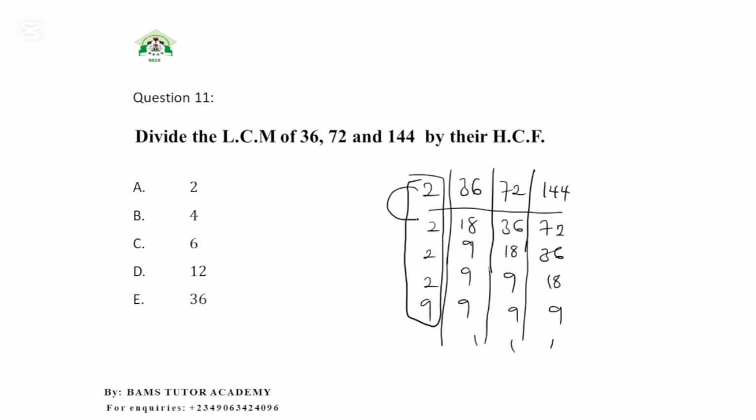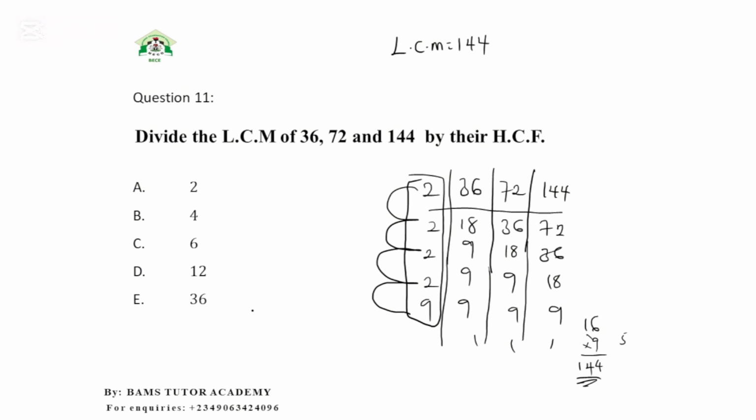So 2 times 2 is 4, 4 times 2 is 8, 8 times 2 is 16, 16 times 9 is what we want to do. So 16 times 9, that should be 144. So the LCM, let's record that, the LCM is 144. Okay, so let's find the HCF.